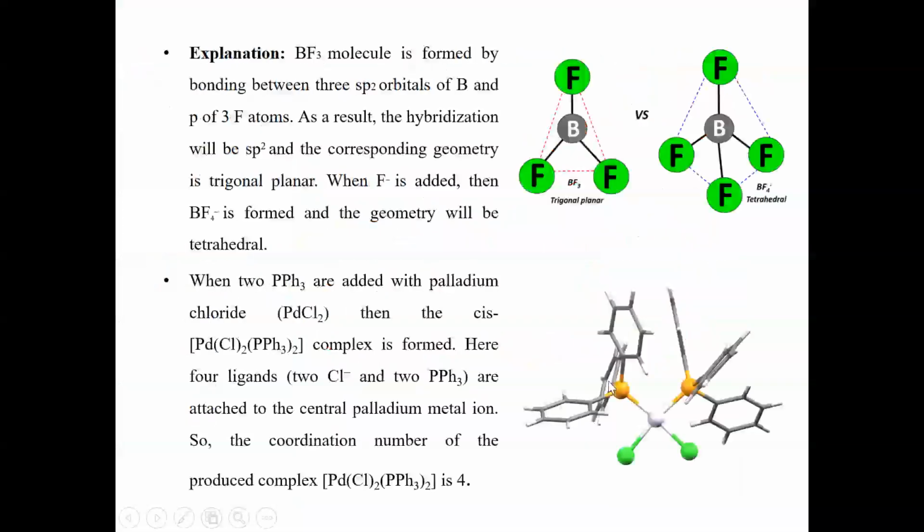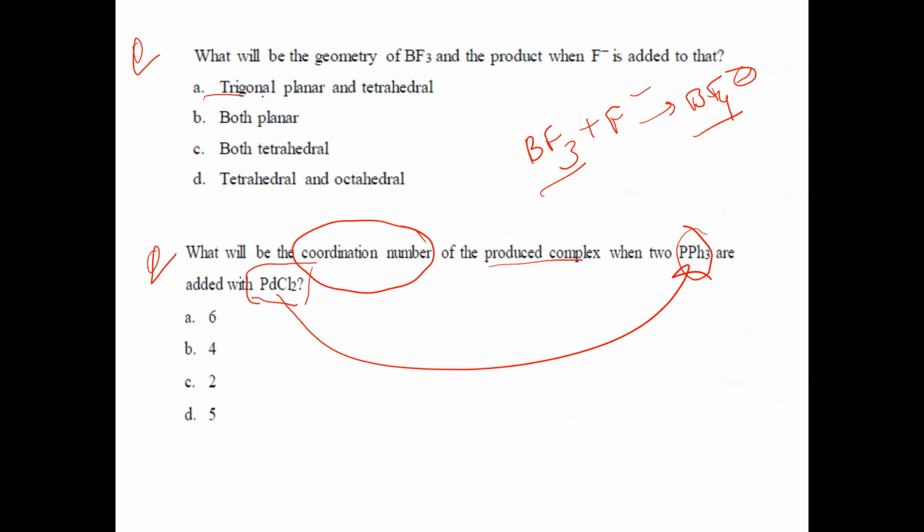So look, the BF3 molecule is formed by the bonding between three sp2 orbitals of boron and p orbitals of three fluorine atoms, right? As a result, the hybridization will be sp2. And what is the geometry of sp2? That is trigonal planar. But when a fluoride ion is added, BF4 negative is formed and the geometry will be tetrahedral, because to accommodate these four fluorine atoms, the molecule forms a tetrahedral structure. So the right answer is: first one is trigonal planar and second one is tetrahedral.